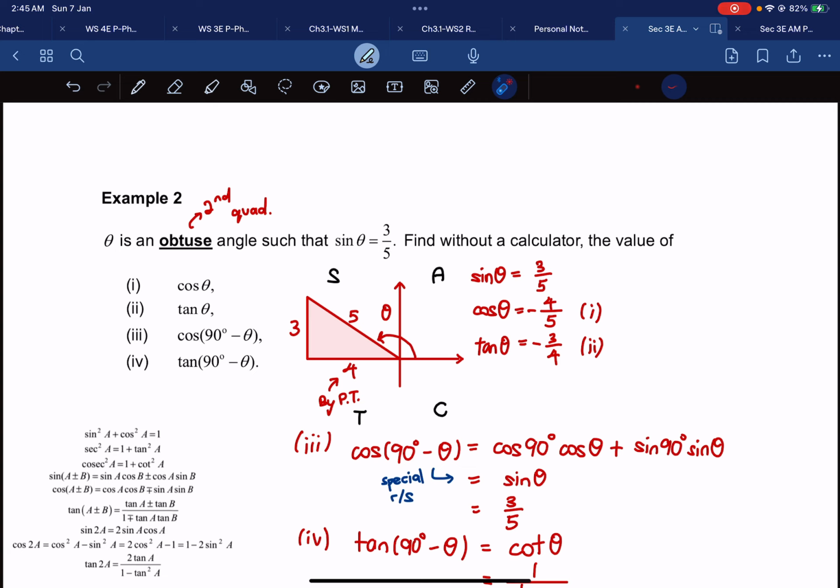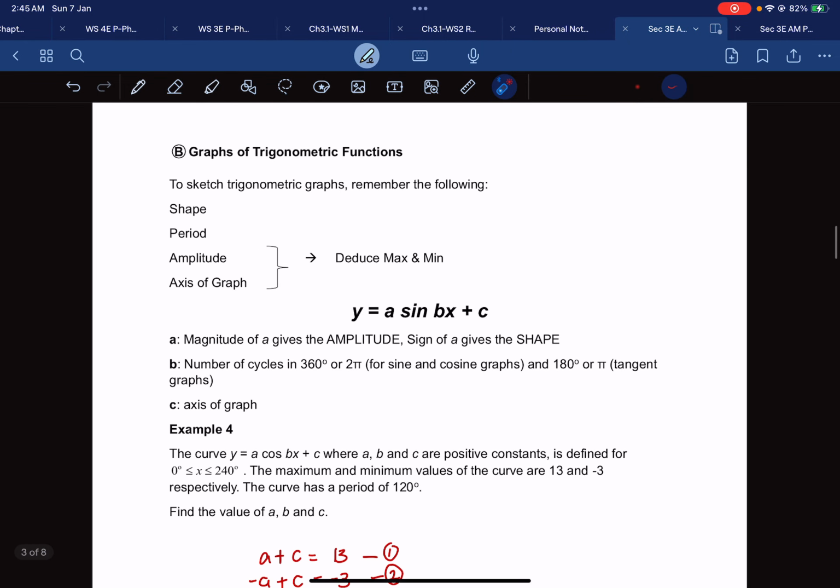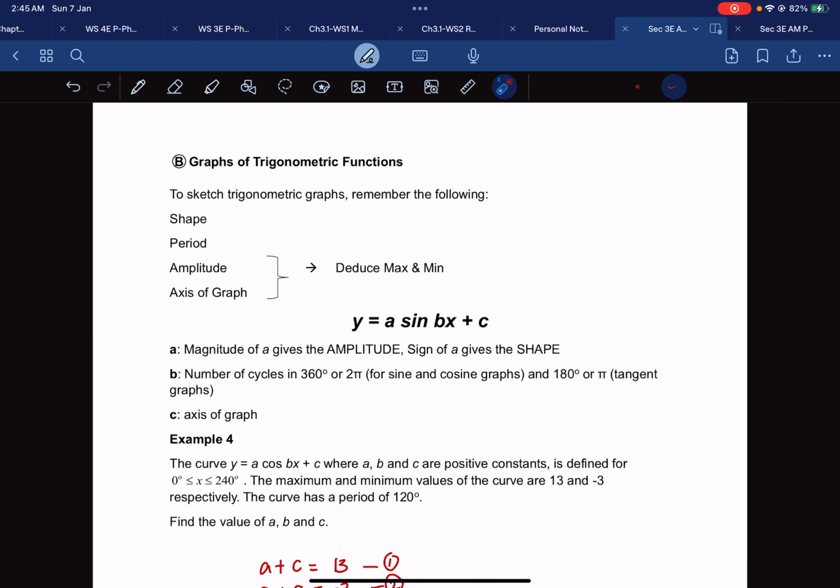Okay, so once you are able to grasp this concept, firstly drawing this diagram is very important in order to help you get all the trigo ratios that you need for sine theta, cosine theta, and tangent theta. Once that is established, then the rest of the question should be relatively simple. Okay, yes. So moving on to the next part, sketching trigo functions.